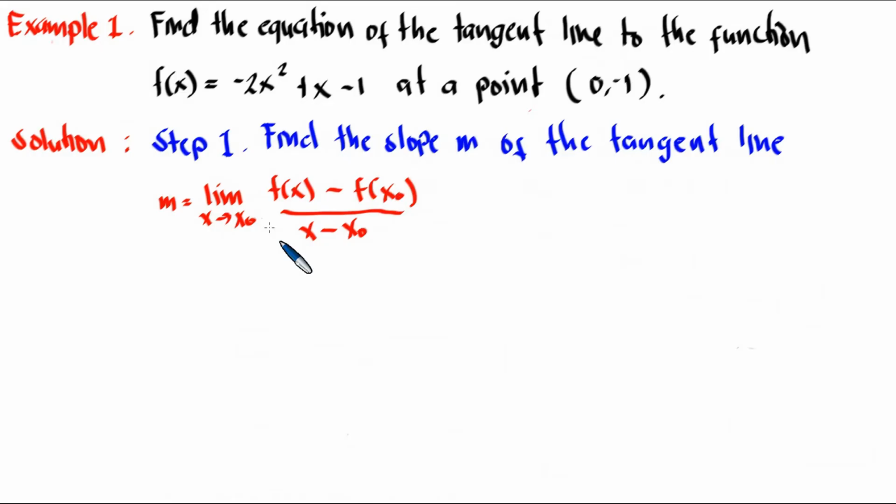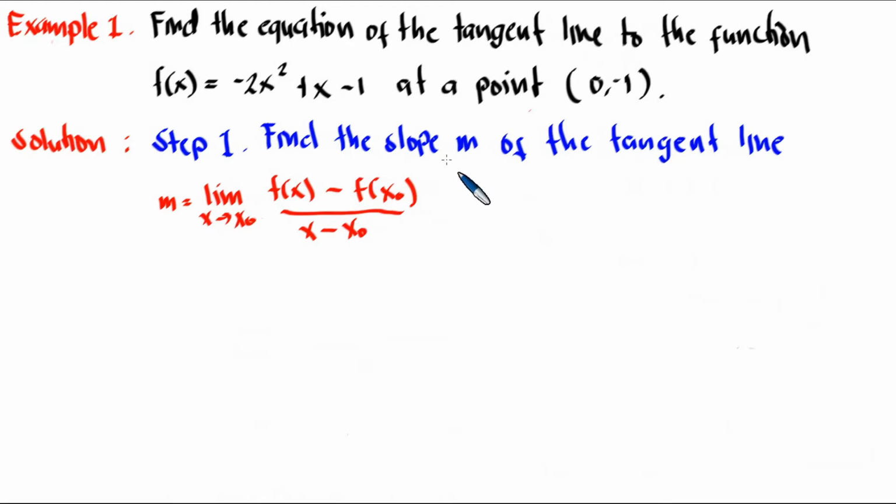Today's lesson, we are going to learn how to find the equation of the tangent line to the function at a given point. For our first example, find the equation of the tangent line to the function f of x equals negative 2x squared plus x minus 1 at the point (0, -1).